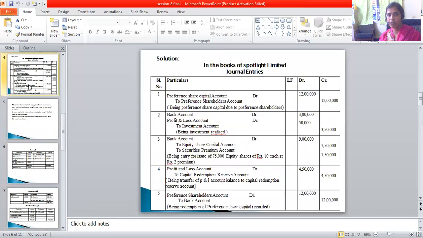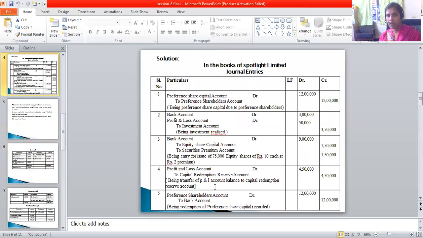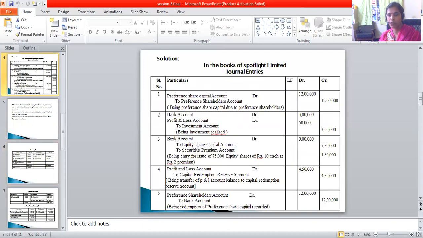So we have sold. If you check here, you'll get to know the accounts, bank account wherever it is involved. So here bank account is debited. So it is credited to investments for 3 lakhs. Then again we get the amount from the equity shareholders. So the amount is 9 lakhs. So the 9 lakhs amount is entered here, equity share capital account. Then on the securities premium account, so here bank account is debited with two amounts. Totally it is 9 lakhs. By virtue of equity share capital is 7,50,000 and 1,50,000 rupees is towards the securities premium.